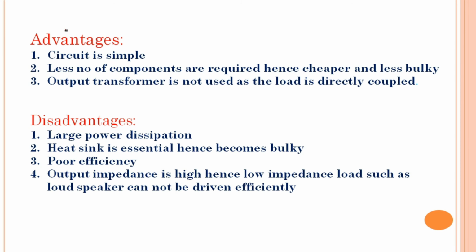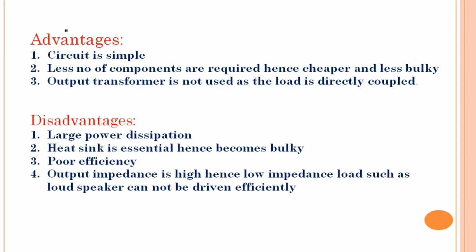Then we have to discuss now the advantages and disadvantages of the class A power amplifier. The first advantage is the circuit is simple. We have just discussed the circuit. It is a simple small signal amplifier circuit, the only difference is we have used the power transistor. Then less number of components are required, and hence the circuit becomes cheaper and also less bulky.